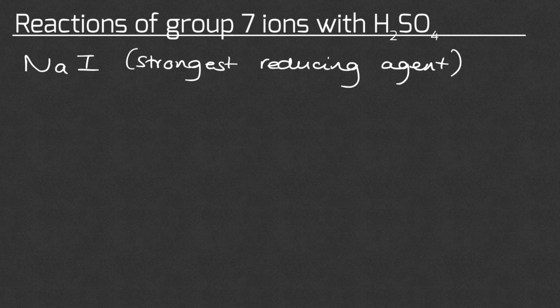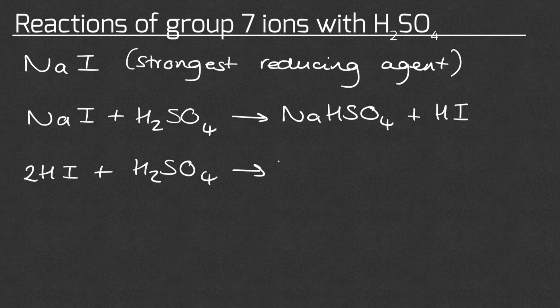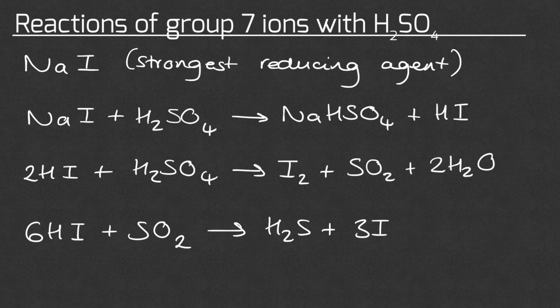Iodide is the strongest reducing agent we're going to look at. So it can reduce the sulphuric acid into the sodium hydrogen sulfate. Like the bromide, it can then reduce it further to form the sulfur dioxide. And the iodide can go one step further to reduce the sulfur dioxide into hydrogen sulfide. And again, these are equations which you need to know.